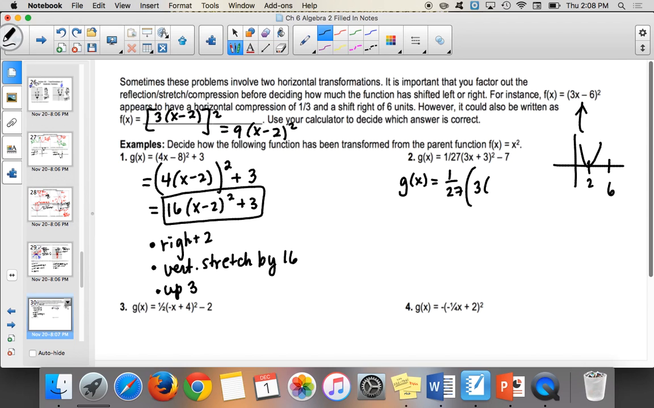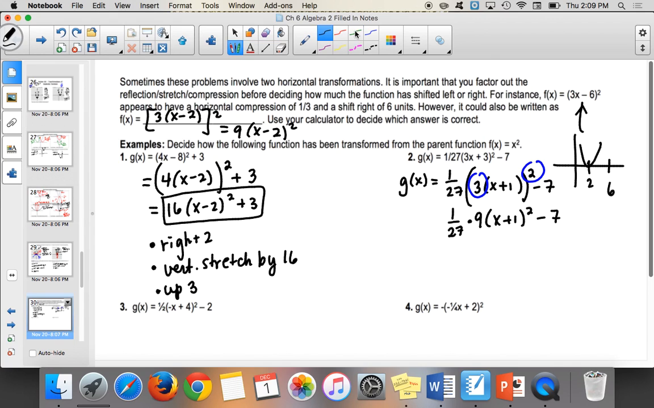So we're going to have 3, and then what's inside parentheses? Yeah, x plus 1, right? So you guys see it's pulling out a GCF, basically. 3, so I have x plus 1. I'm going to go ahead and square that 3, just because it's kind of messy looking right now. So I'm going to say, I have 1/27 times 9 times x plus 1 squared minus 7.